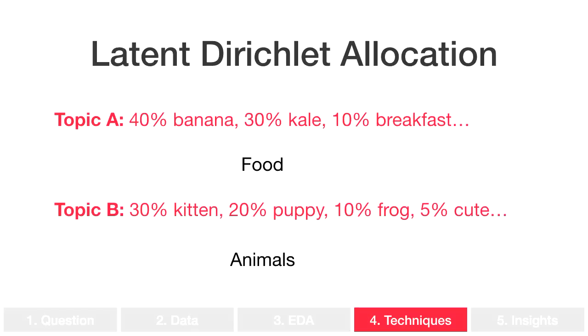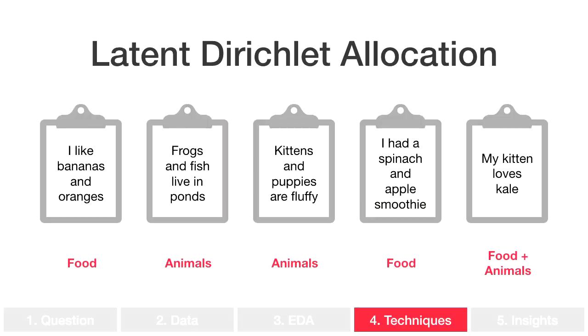Animals. So now you can go back to your documents and say, that document's about food, that's about animals, this one's about food and animals. So that's the whole idea of topic modeling. I have these documents, I don't know what the topics are, but then I can figure out what the topics are and then see for every document what's the mix of topics, and then for every topic, what's the mix of words.